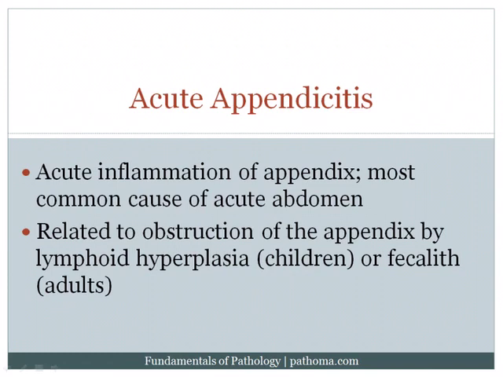This is the most common cause of acute abdomen. Acute abdomen is when a patient presents with severe abdominal pain, which is often a surgical emergency. This is related to obstruction of the appendix by lymphoid hyperplasia or fecaliths. So the idea here is that the way by which the appendix gets inflamed is that you've got to block it with something.